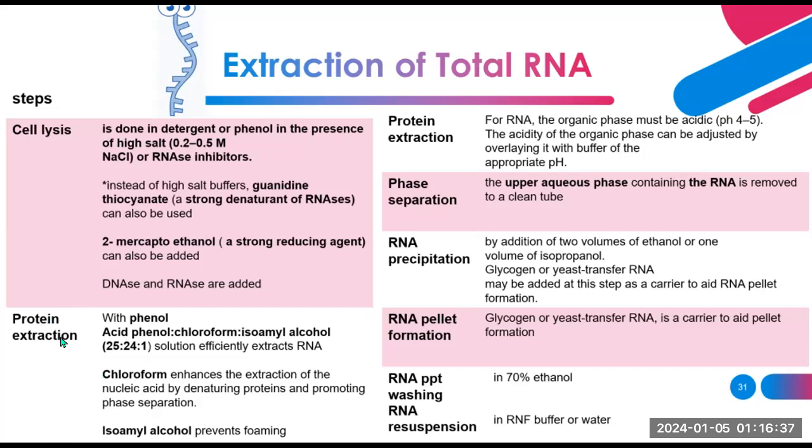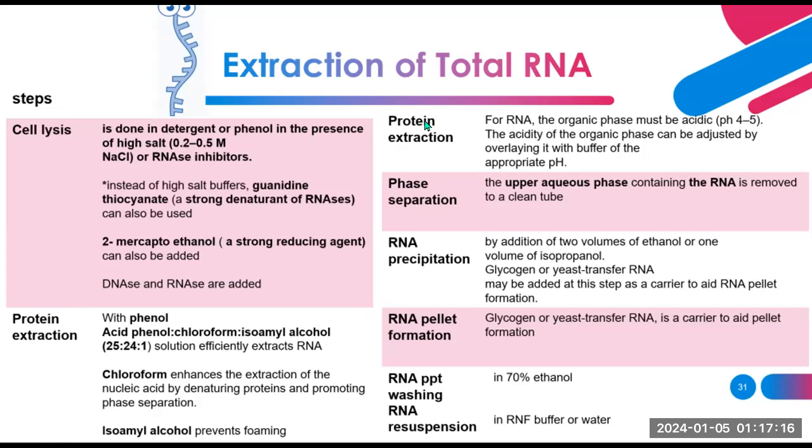So for the protein extraction, here we will be using acid phenol in combination with chloroform and isoamyl alcohol because this combination of solutions can efficiently extract RNA. And what is the function of chloroform here during protein extraction? It is used to enhance the extraction of the nucleic acid because it can denature proteins and hence it can promote the separation of phases. And to prevent foaming, isoamyl alcohol is added.